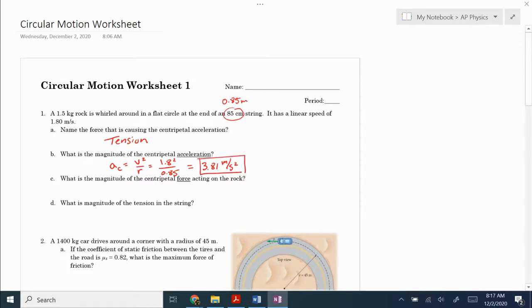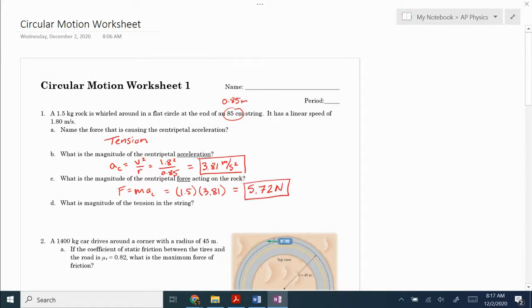What is the magnitude of the centripetal force acting on the rock? You could just do F equals ma for that. So that's just going to be m, right, 1.5 kilograms times 3.81 meters per second squared, and that's going to give you 5.72 newtons.